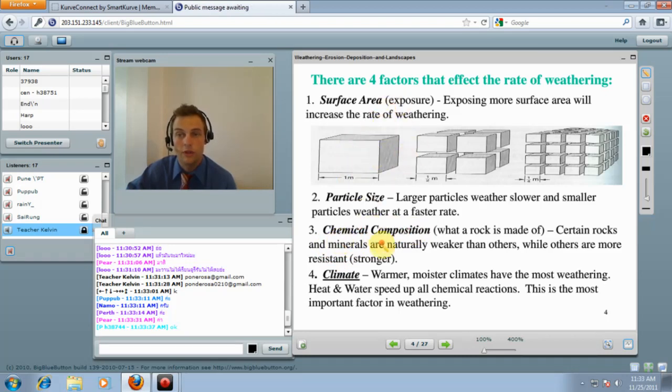Also other factors that affect weathering. How dense are the rocks? What are they made out of? Stronger rocks are going to weather slower. And what kind of climate are they in? Tropical, warm, moist climates have actually the most weathering. So areas like Thailand are very prone to lots of weathering because chemical reactions work well in warmer climates, and there's a good amount of rain, so there's a lot of running water, and erosion is pretty common.